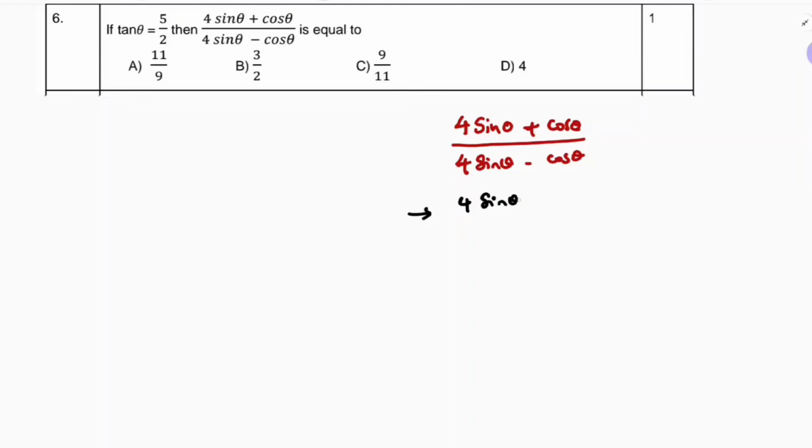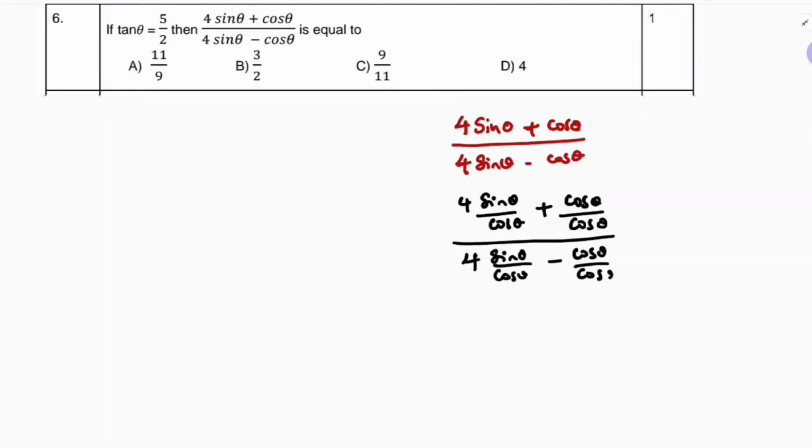4 sin, I will divide every numerator and denominator by cos. Why cos? Because sin by cos is tan, and here cos by cos value is 1. In the same way, in the denominator you will get 4 sin by cos minus cos by cos. So here, cos and cos cancel. 4 tan theta plus 1 by 4 tan theta minus 1.